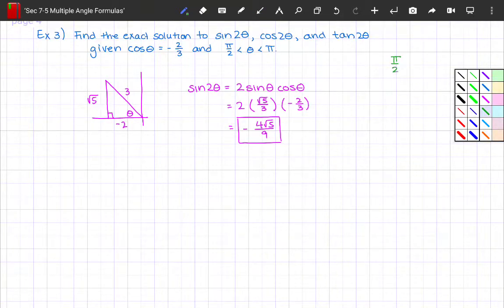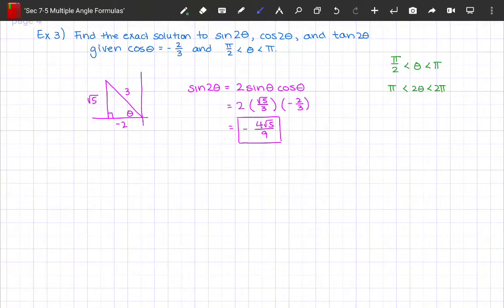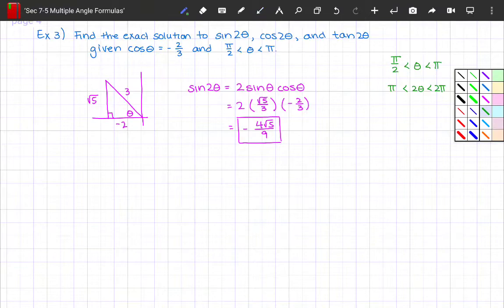We were given that pi over 2 is less than theta is less than pi. If we double everything, that means that pi is less than 2 theta is less than 2 pi. 2 theta is between pi and 2 pi. That's anywhere in quadrants 3 and 4 where sine is negative. So that's why we got a negative answer here. It's not a surprise. It's not wrong. It was actually expected. There's something to think about.